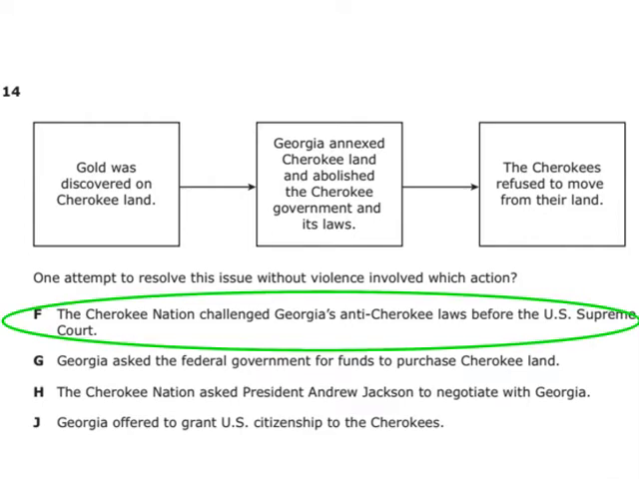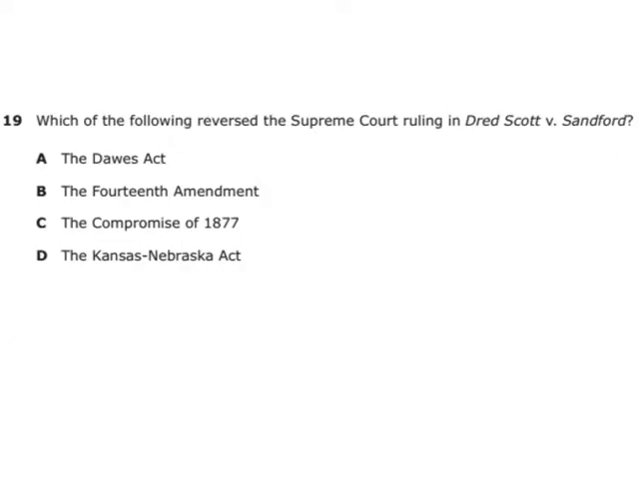Yeah, the Cherokee Nation challenged Georgia's anti-Cherokee laws before the Supreme Court. This is probably more in the Age of Jackson era, but again, good review. They challenged it in the Supreme Court, and we know how Mr. Jackson was. He didn't care about the Supreme Court. He overruled it, and actually we had the Indian Removal Act, and then the Indians were removed anyway.